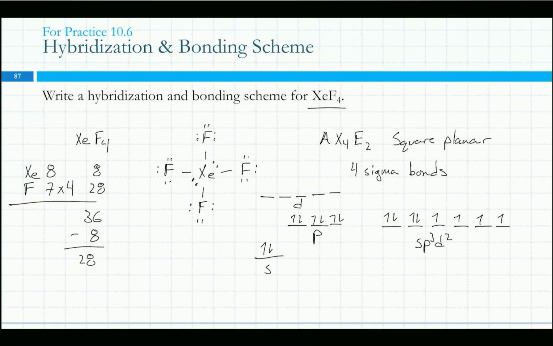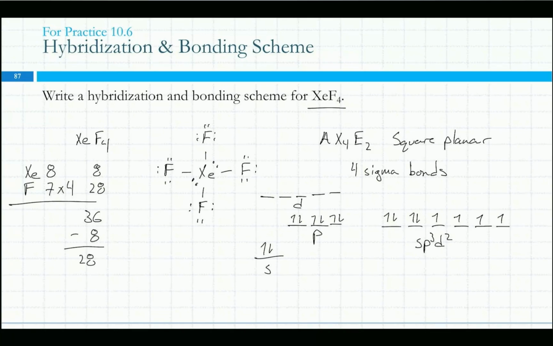I took all of my electrons, and then the quick way to know how many orbitals you need to hybridize is how many electron groups that you have. So I had 6 electron groups, so I create 6 hybrid orbitals. 2 of those get lone pairs, the other 4 are the ones that form the bonds with the fluorines.